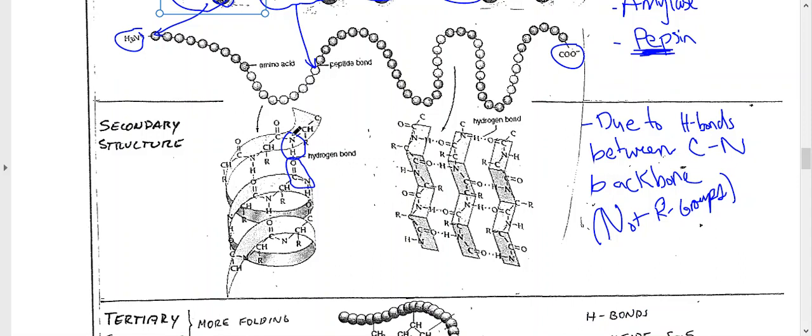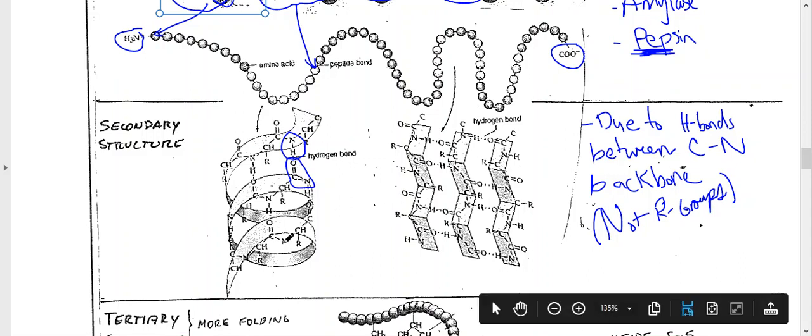If the folding looks kind of like this loopy-loop, like on a roller coaster, which is a pretty common one to see, I'll say like half the time you might see this one, that's called an alpha helix.